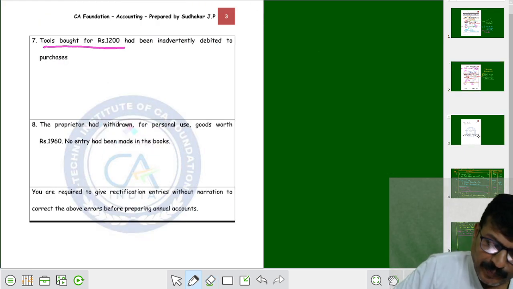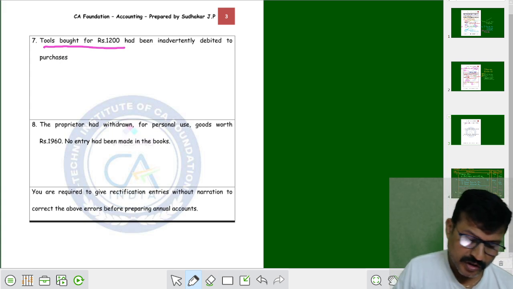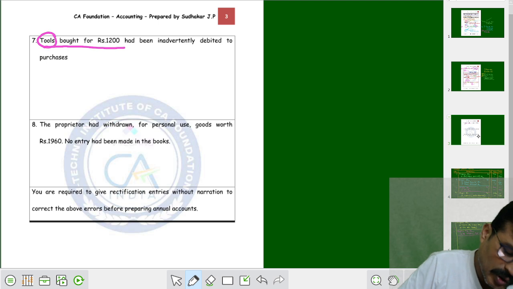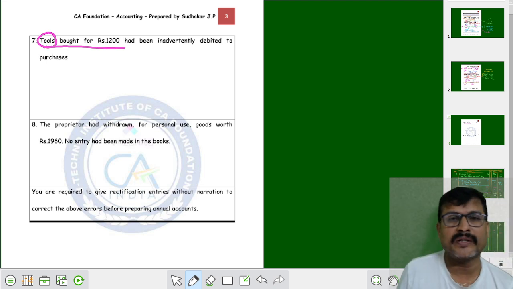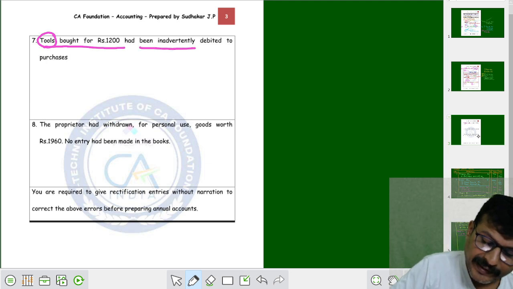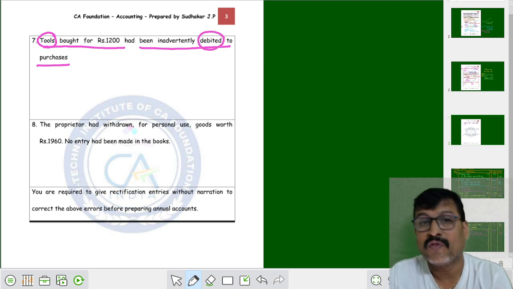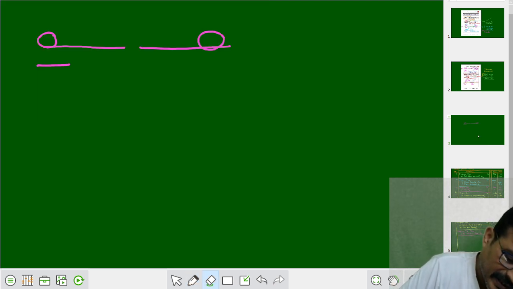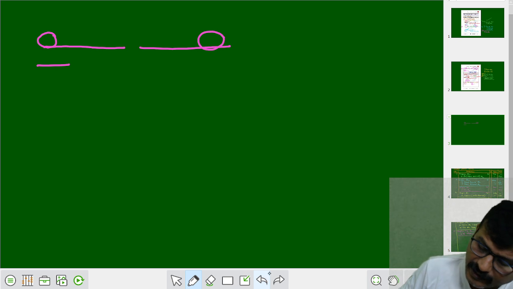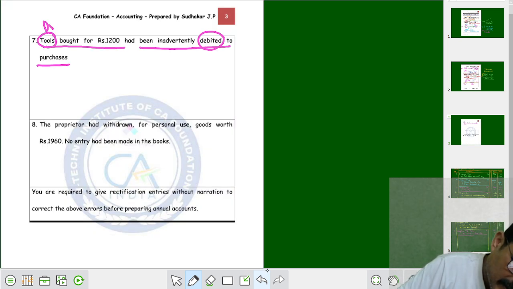Tools bought for rupees 1200. Tools means loose tools. It is a current asset. Bought for 1200 had been inadvertently debited to the purchases account. Where is it recorded? Purchases account. Tools means asset. When an asset increases, what to do? When an asset increases, it is to be debited.